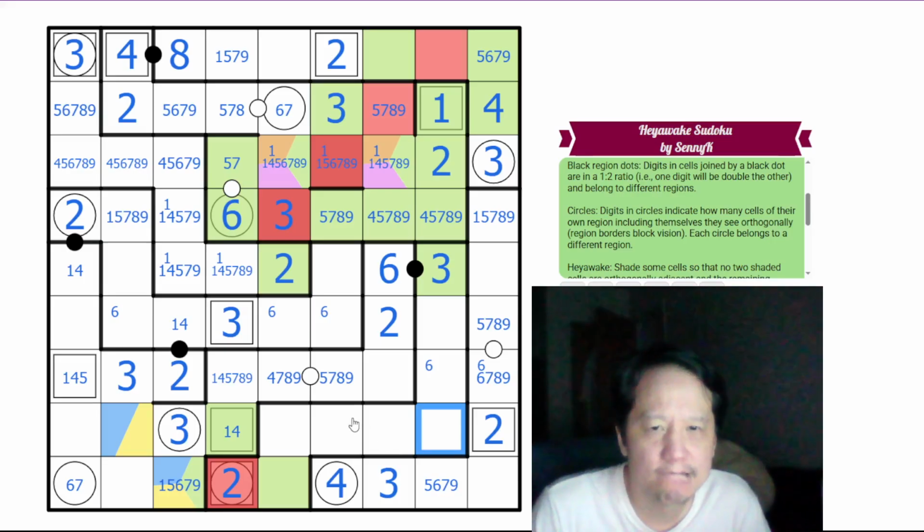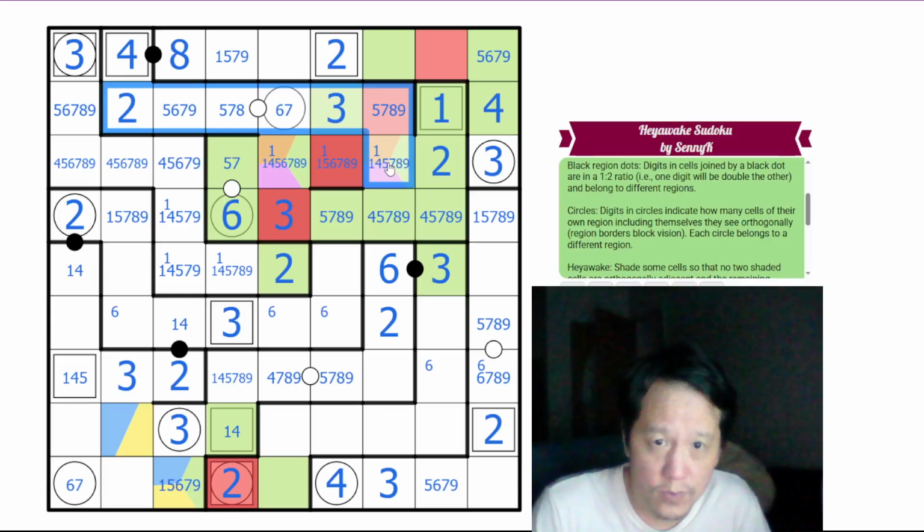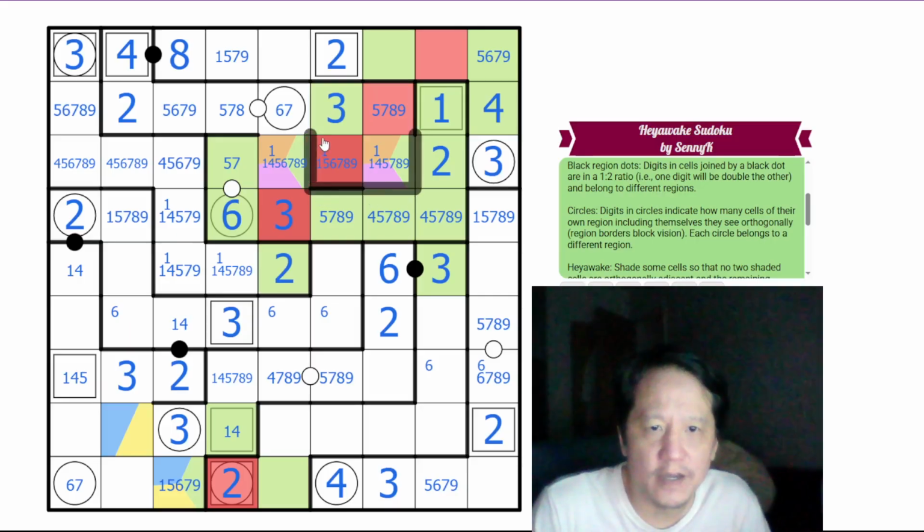Huh. I think 1 is really restrictive. Hmm. So what happens if this is part of this region here? Then what it has to be, so it has to be like that, which means this must be shaded. Since that's shaded, we have 2. These have to be unshaded.